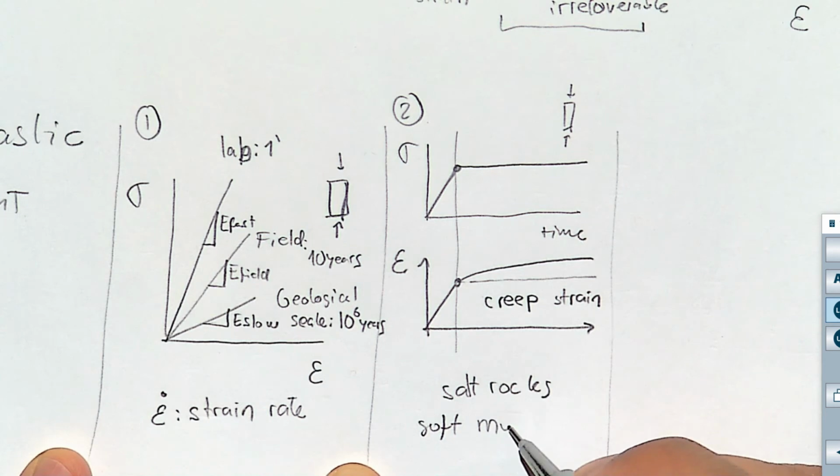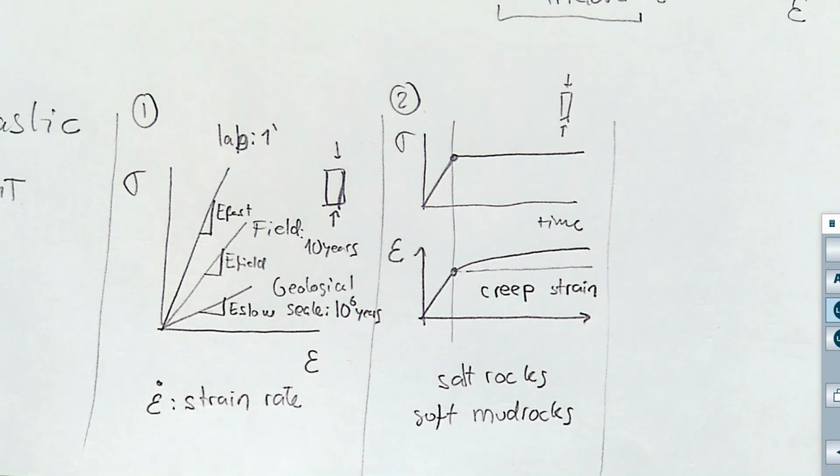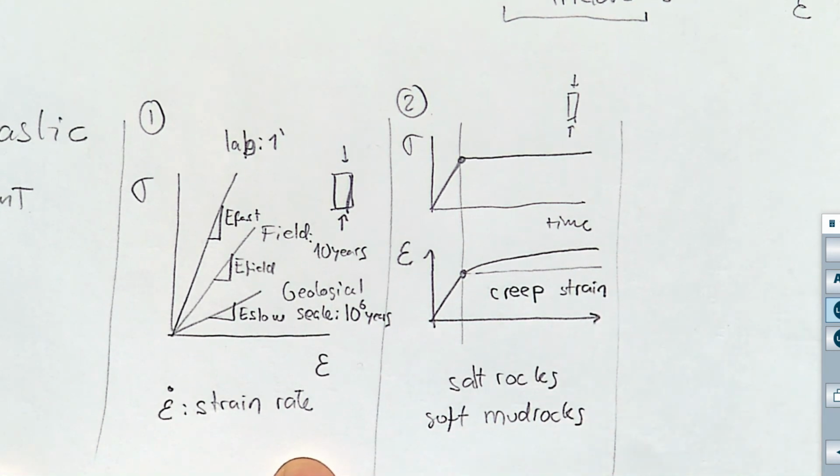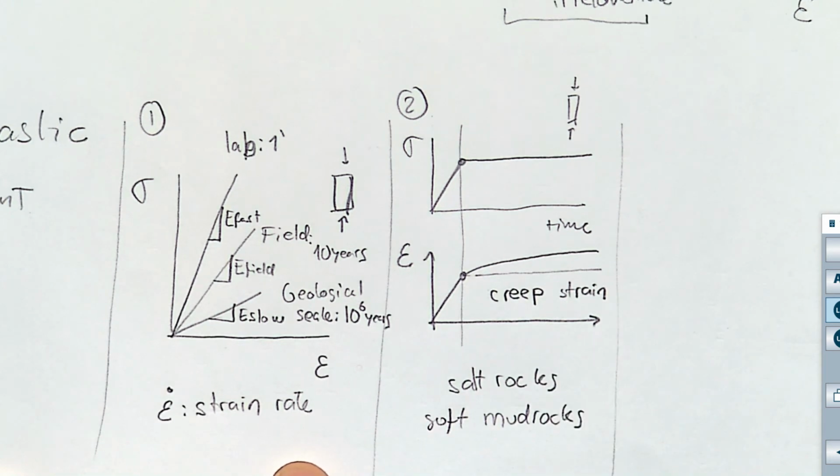Soft mud rocks tend to creep a lot too. And these are the type of rocks that we were saying before. If you let them enough time, if you put a vertical stress, the horizontal stress is going to tend to equal the vertical stress. I'll try to come back to this example in a bit, but let me finish with these three types of phenomena. Okay, this is called creep, and it's very important.